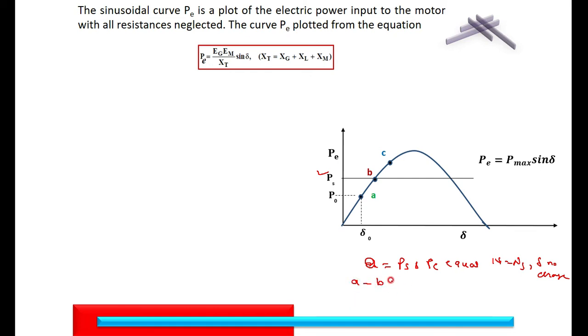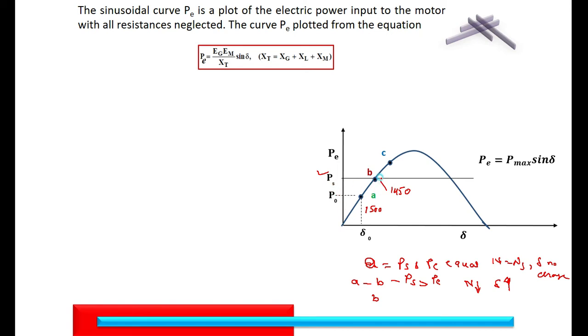Then when the mechanical power output is increased suddenly to the PS value, what happens here? From A to B, PS is greater than PE, therefore there is a deceleration, meaning the speed is decreasing and delta is increasing. At point B, PS is equal to PE, but the speed is less, because previously it was operating at 1500 rpm synchronous speed, now because of the increase in the output, the speed has dropped to 1450.